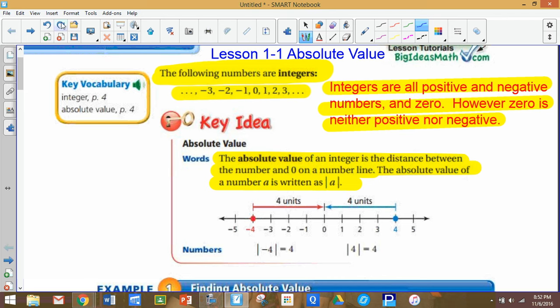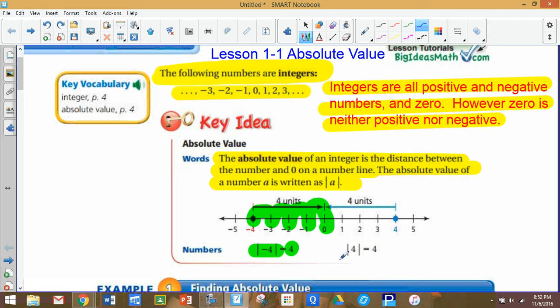Those lines mean that you have to calculate the absolute value of that number. Okay, so if you look at this first example, you have down here the absolute value of -4. To find that out, you're going to go 4 hops. 1, 2, 3, 4. How far away is -4 from 0? You count. 1, 2, 3, 4. Therefore, your answer is 4.